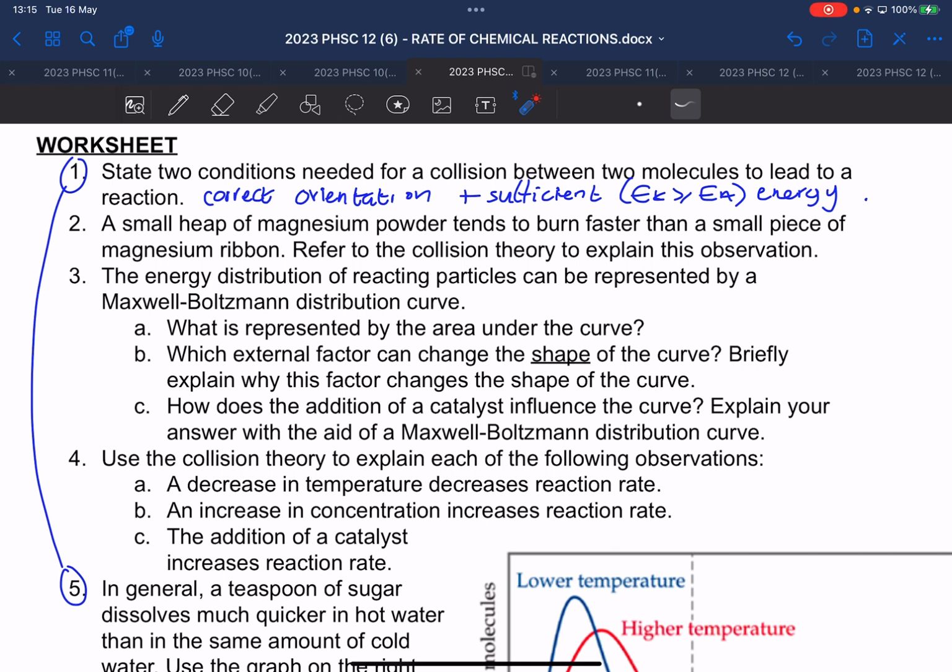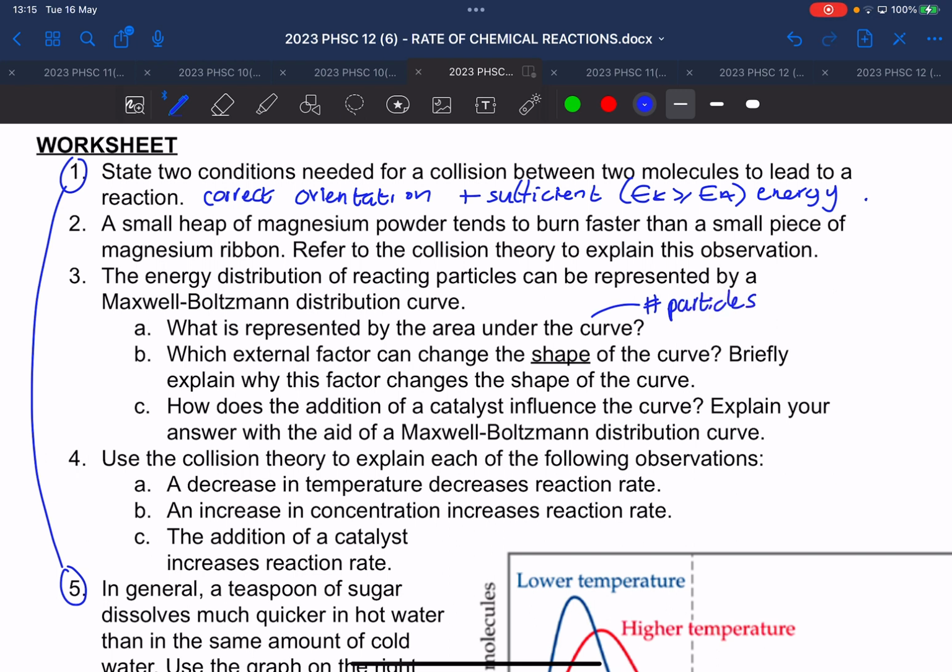Okay, and then the next one, the energy distribution of reacting particles can be represented by the Maxwell-Boltzmann curve. What is represented by the area under the curve, Bookie? The number of the particles represented by the area under. No, the number of particles represented by, it's by the area under this part of the curve.